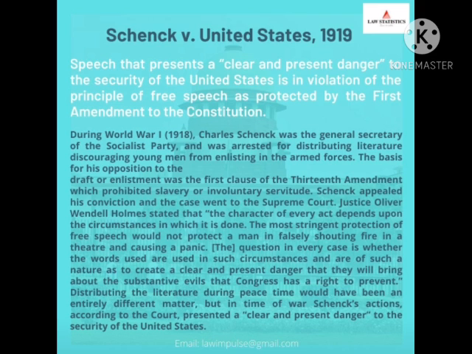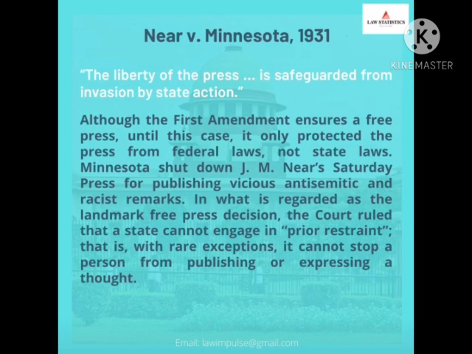Also, in the case of Schenck versus United States in 1919, it was held that speech that presents a clear and present danger to the security of the United States is in violation of the principle of free speech as protected by the First Amendment of the Constitution.